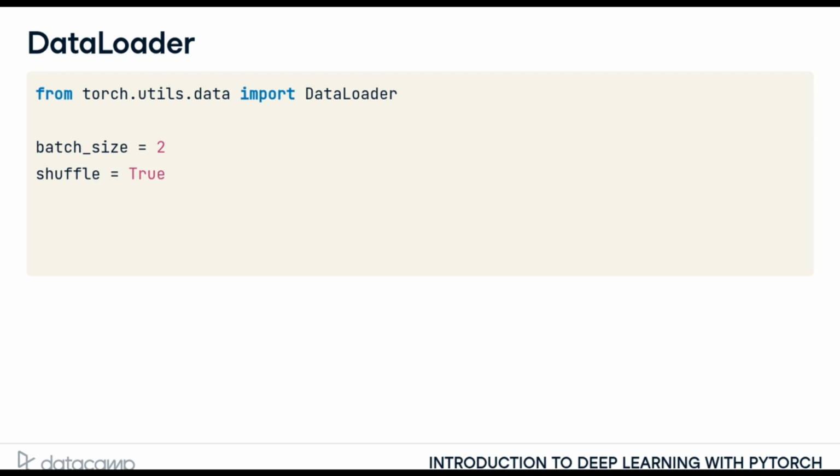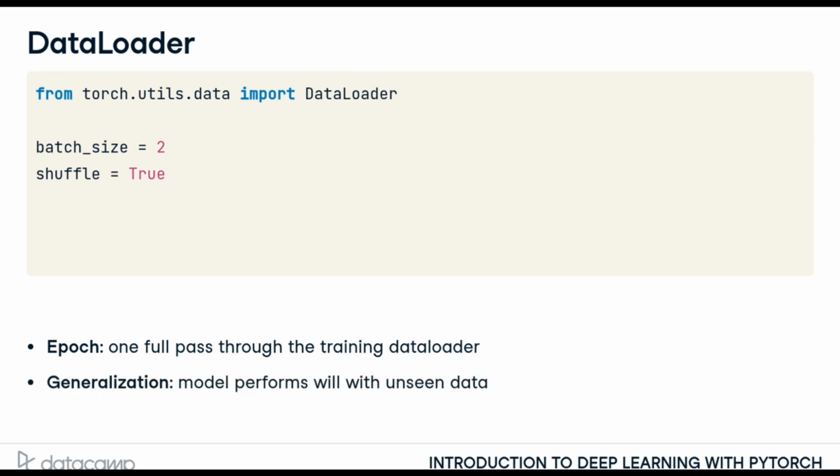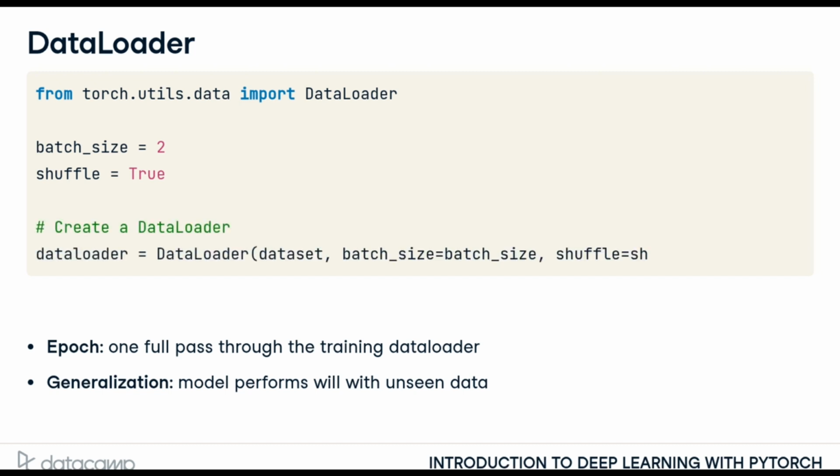Shuffle randomizes the data order at each epoch, helping improve model generalization. One epoch is a full pass through the training data loader, and generalization means the model performs well on unseen data rather than just memorizing the training set. We then create a DataLoader instance with these parameters, making it easy to iterate through our dataset in batches.